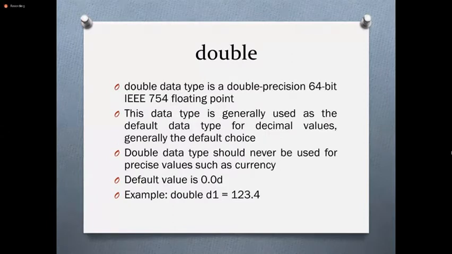Then the next data type is double. Its size is again 64 bits. This type is generally used as the default data type for decimal values, and it's the default choice. This should never be used for precise values such as currency. The default value is given as 0.0d. In example code, you can declare the variable in this manner: double d1 assign 123.4.